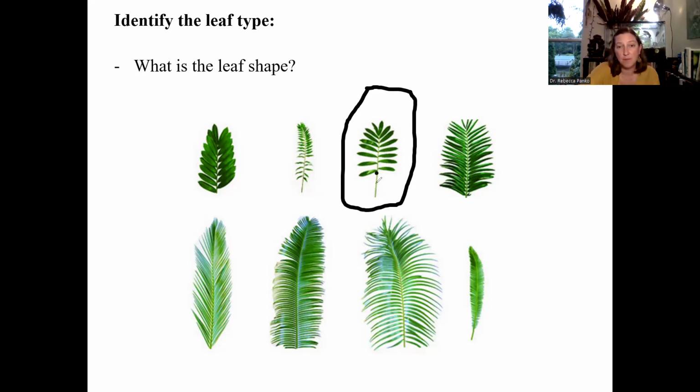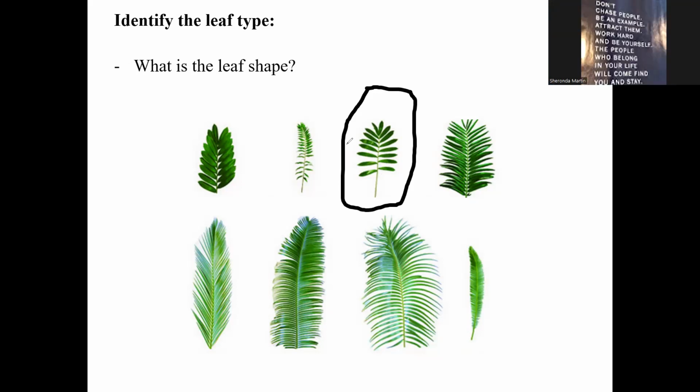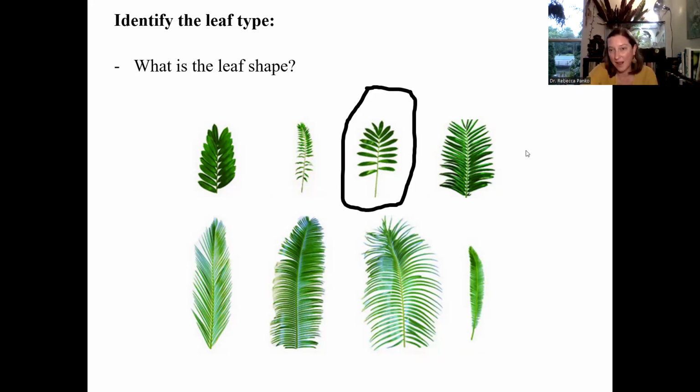If you hold the stem, is there 1 thing above the petiole or is there many things above the petiole? Many. Thank you, Shonda. Many things, right? Okay, I got it in the chat box here. Compound, correct.